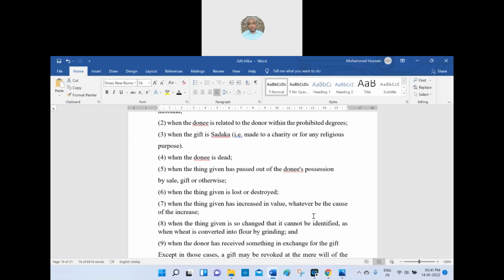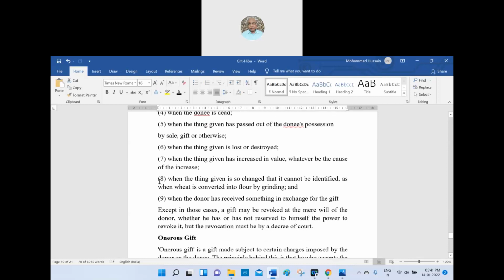Number seven, when the thing given has increased in value, whatever be the cause of the increase. Suppose he has given a particular land to his son or daughter. But later on, he came to know that adjacent to the land there is going to be an international airport. That means there is a lot of demand for that land. At such a time, he will say, no, no, give it back, I will give more money to you. No, once it is given, because its value has increased because of the circumstances, it cannot be revoked. Is it clear?